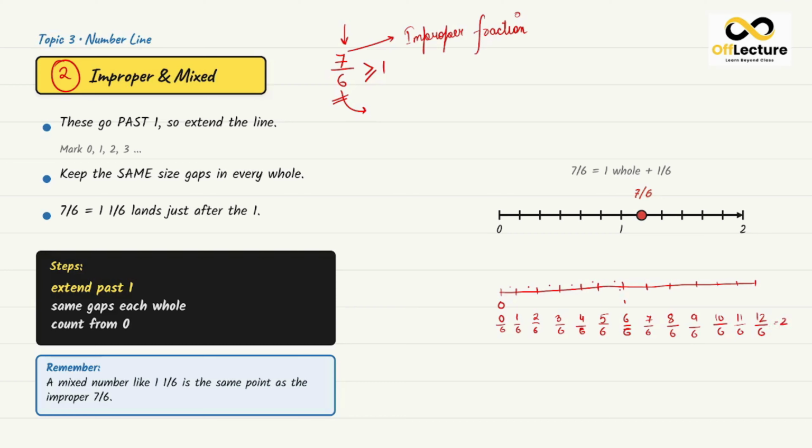So what we have done is we have moved past 1. Now we will count the number of gaps given by the numerator. So this is the first gap, second, third, fourth, fifth, sixth, and seventh, and we will land here. So this will be the representation of 7 by 6 on the number line.